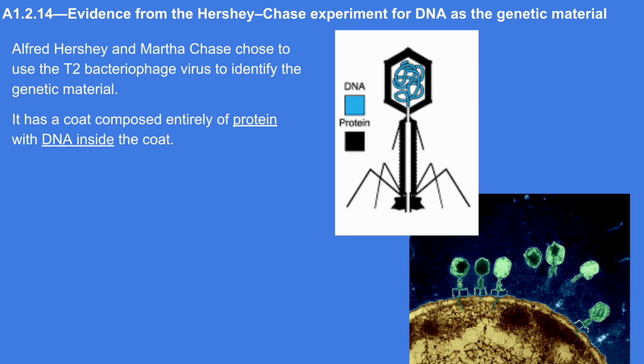And so Hershey and Chase chose a virus. This is called the T2 bacteriophage virus. It's a virus that infects bacteria. Now remember, viruses aren't considered alive. This, in fact, is a super simple structure. It's just DNA surrounded by a protein coat. And the way that this bacteriophage virus works is it injects its genetic material into a bacteria, and it then uses all of the parts in the bacteria to replicate its DNA.